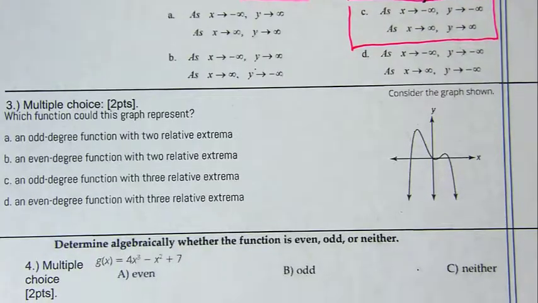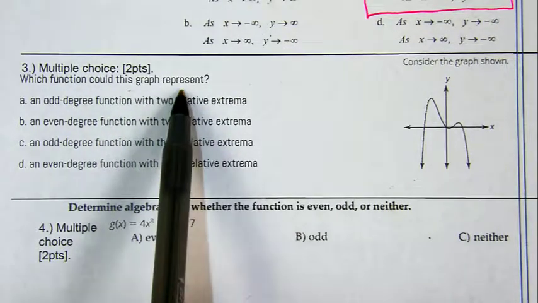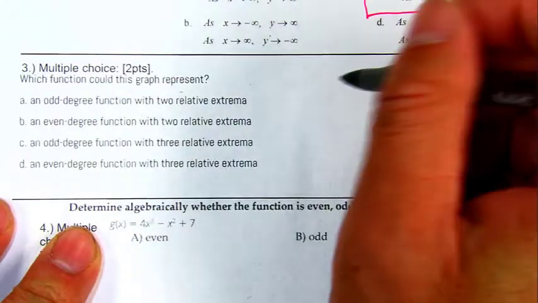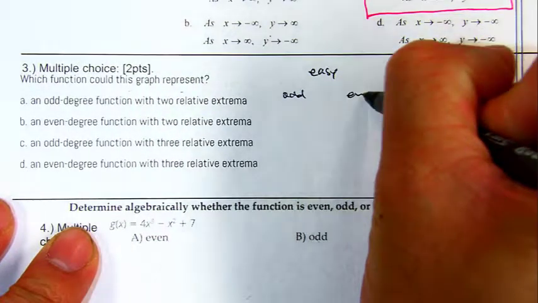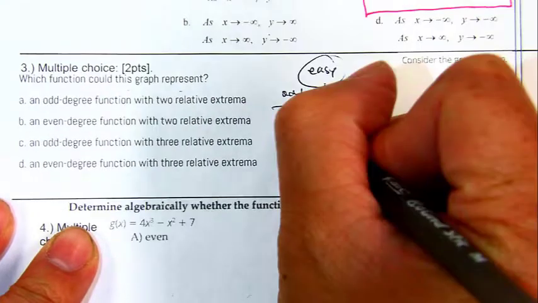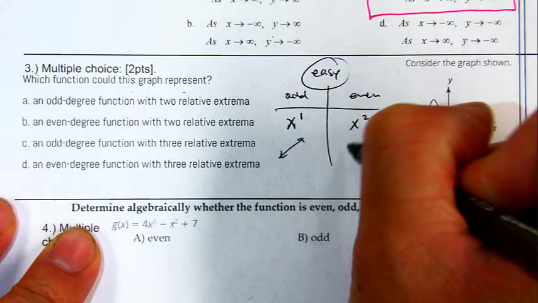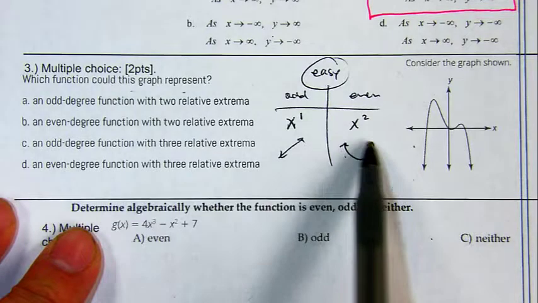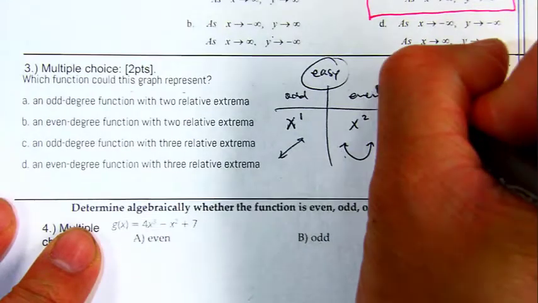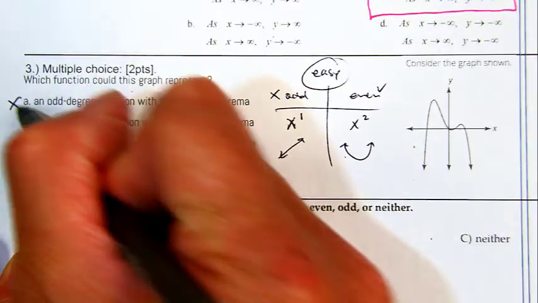Question number 3. Which function could this graph represent? Remember, look at your easiest ones. Easy. You have an odd, and you have an even. What are they? X to the first, x to the second. That's what your graph looks like, right? So both arrows are pointing in the same direction, so I know it's going to be an even and not an odd. So evens, that means it's not these two.